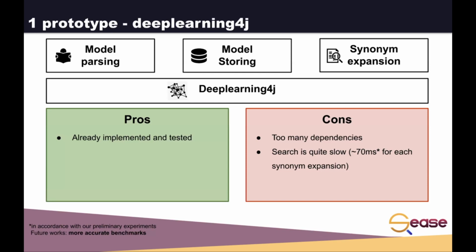But we tried to do some tests. First of all, each synonym expansion was pretty slow, because it takes about 70 milliseconds. I did this test on my laptop. Maybe on a server it can be a bit faster, but not by much. And then when we tried to import the Deeplearning4j library into Lucene, this library brings with it a lot of dependencies. I remember I had to spend a couple of days importing, exporting, and excluding all the dependencies. And it became a mess. So we took a step back.